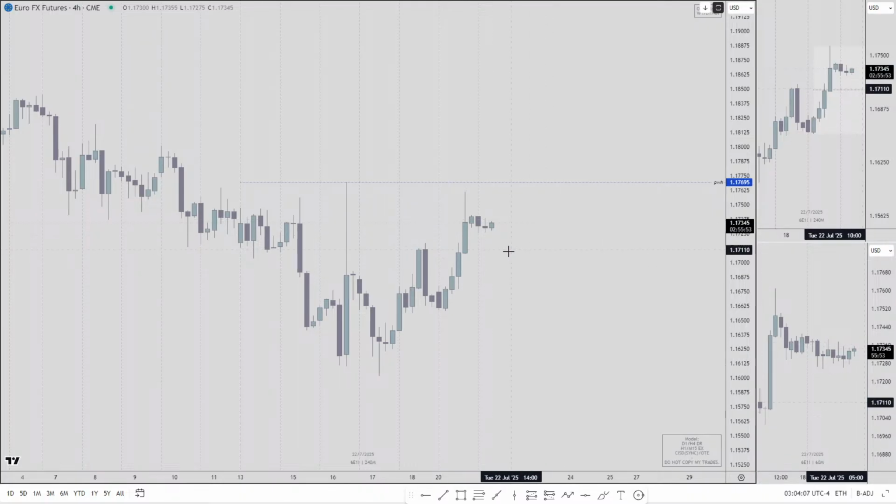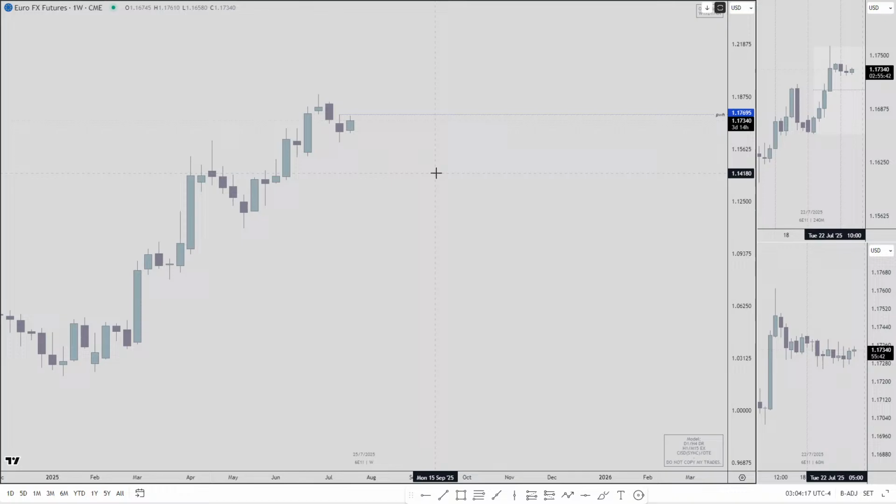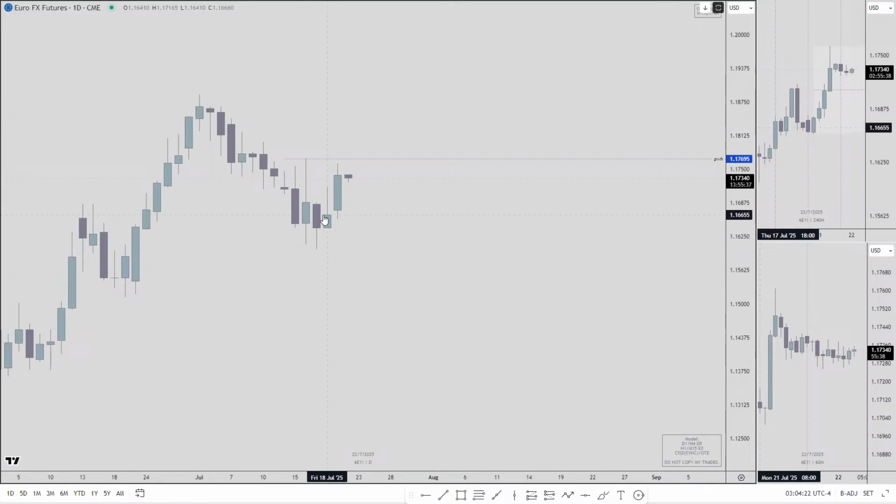Okay, so for today, or should I say this week in particular, I would be more interested in going long the Euro Dollar because we are gravitating towards the previous week's high. On the weekly time frame, we are still bullish. On the daily, we just turned bullish yesterday by closing above this down close candle.